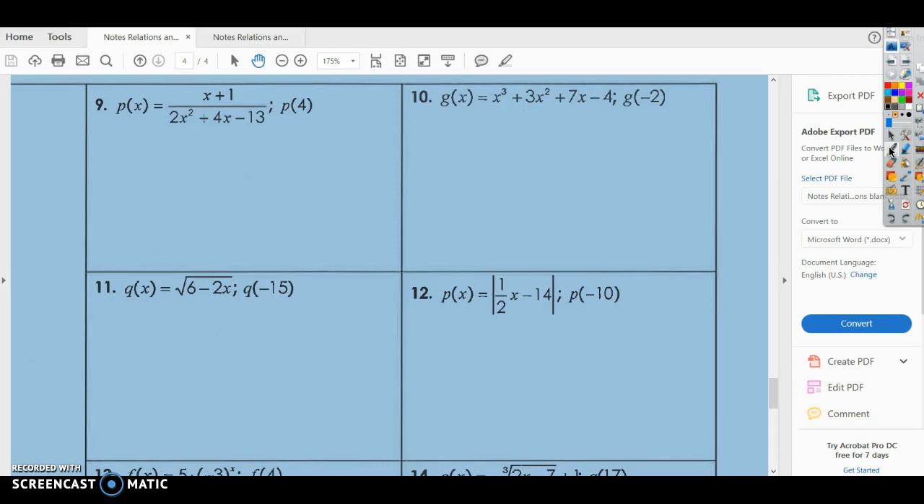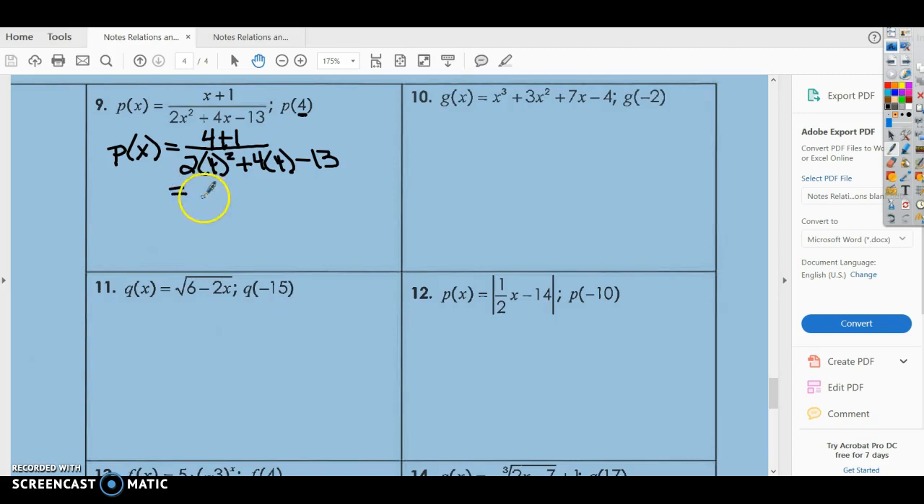Okay, so again, this is p of x, so x is 4. This is just the name of our function, so we're going to leave that. We can fill in the 4 if we want to, but that's just the name of our function. So we're going to have p of 4, since we're substituting 4 in. And every place we see an x in the equation, we're going to substitute 4 in. So up here we're going to have 4 plus 1 on top. On the bottom, I'm going to have 2 parentheses 4 squared plus 4 times 4 minus 13.